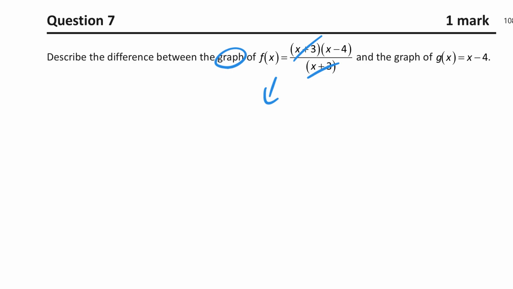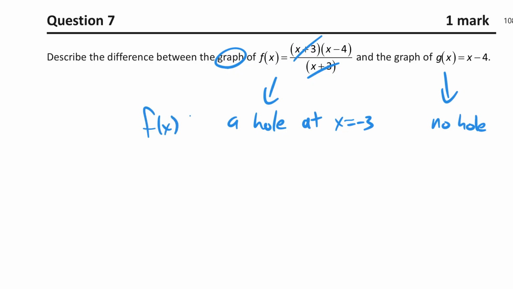Well, for this function, it creates a hole at x equals -3. Or if you want, you could call it a point of discontinuity. And for this graph, we're going to have no hole. It's going to be just a regular linear graph. So the difference is that f(x) has a hole at x equals -3, g(x) has no hole. And that's a nice sentence that clarifies which graph I'm talking about, which one has the hole, and which one doesn't.